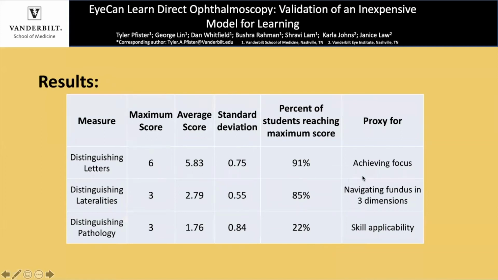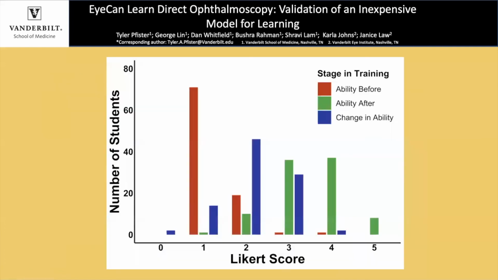So as the results show, most of the students were able to distinguish letters very appropriately, 91%, which means that they were able to achieve focus on the fundus. They were also able to distinguish laterality very frequently, which shows that they can navigate the fundus. However, fewer students were able to recognize all of the pathology. So skills application is a little bit limited.